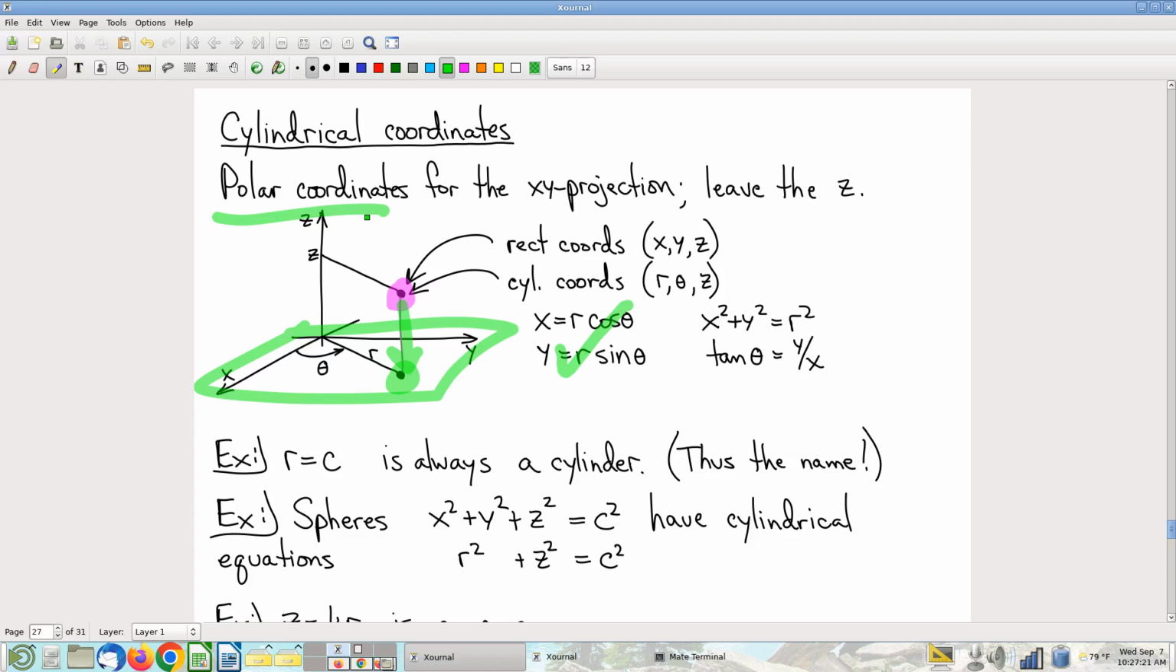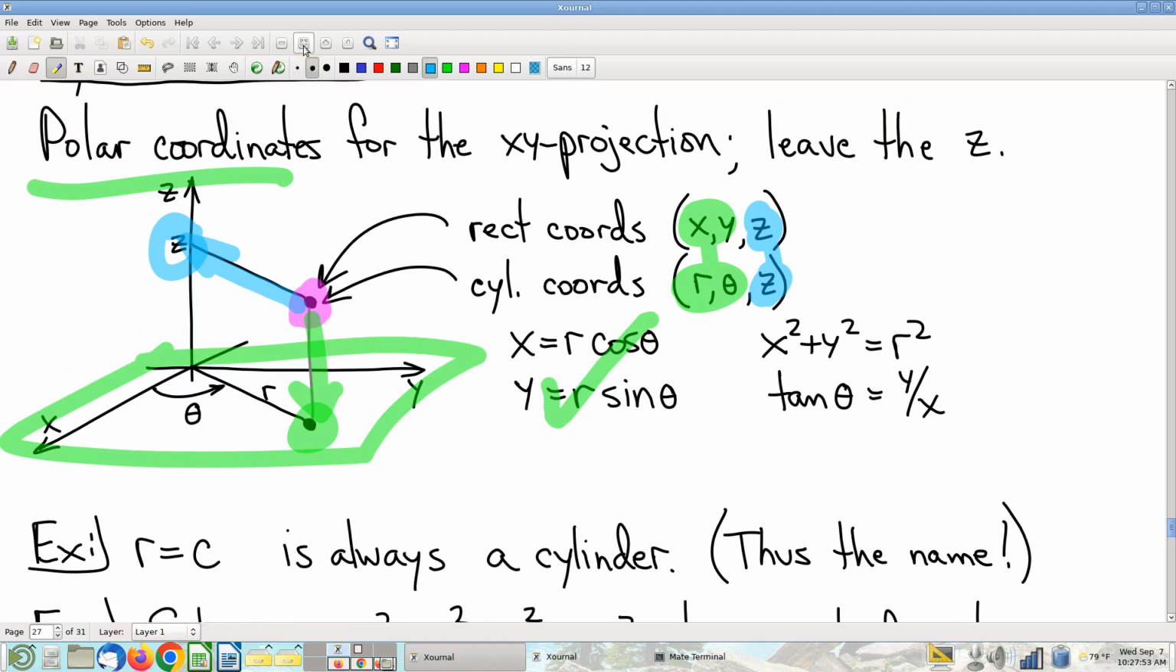And then, of course, there's also the fact that this is in 3 dimensions. There is also a z-coordinate. So I guess we'll use the r and the theta for what's going on in the xy projection, and then we'll just leave z there. It's a pretty natural first cut at how to make a 3-dimensional coordinate system.